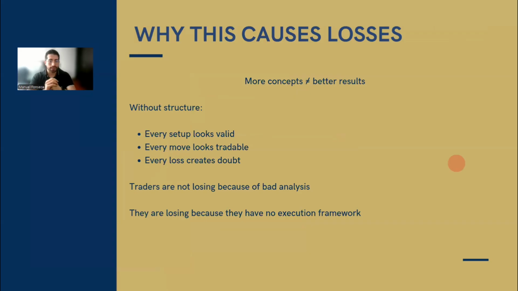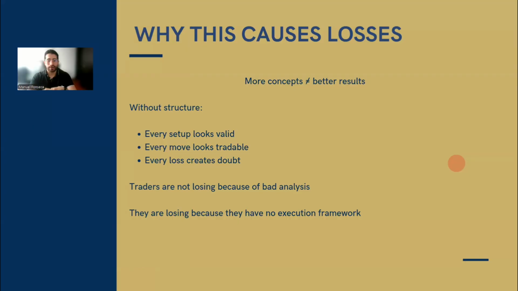Why this causes losses is very evident. More concepts do not equal better results. If you have more concepts, it doesn't mean you have better results. You may understand the direction, and you may use thousands of indicators, Fibonacci tools, supply and demand zones, and all that stuff, but you will be overwhelmed. With that structure, every setup looks valid and every move looks tradable. Every loss creates doubt. Traders are not losing because of bad analysis. This is the most important thing: they're losing because they have no execution framework.